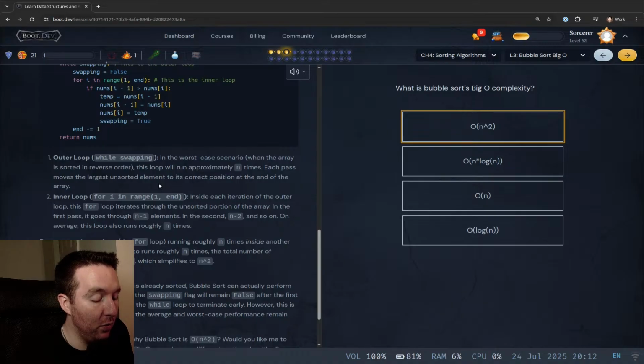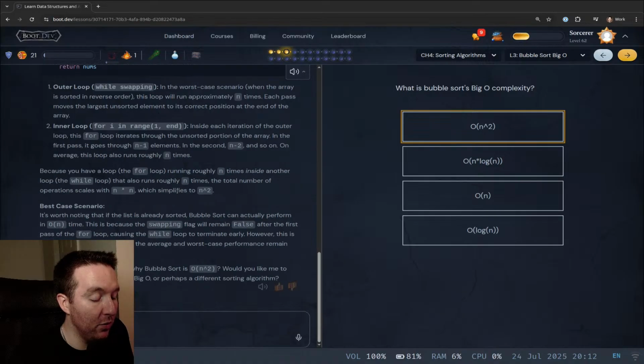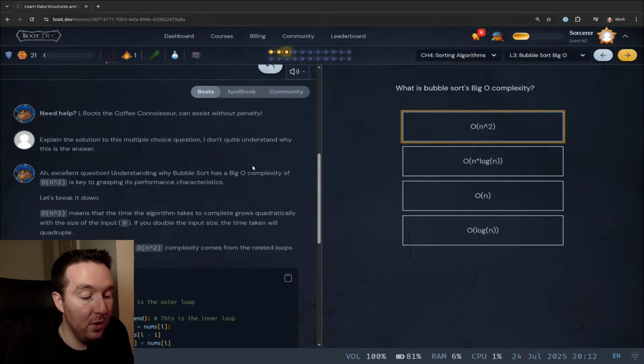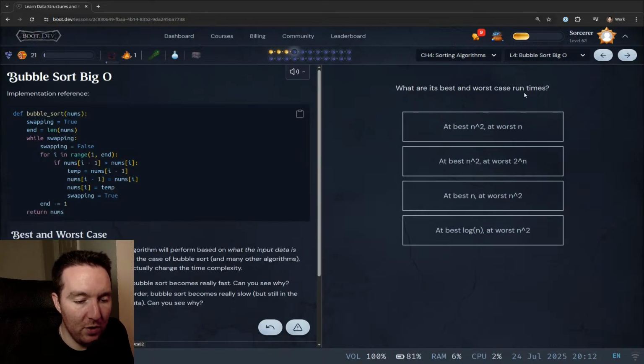Because you have a for loop running roughly n times inside another loop, the while loop, that also runs roughly n times, the total number of operations scales with n times n, which simplifies to n to the power 2. Best case scenario, yeah. Okay, yep, thanks for the explanation, makes sense.